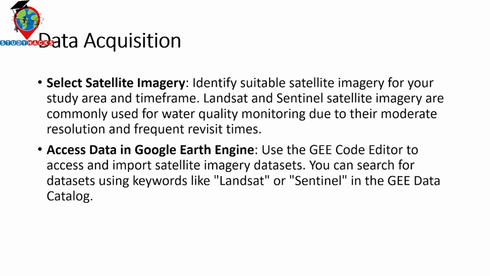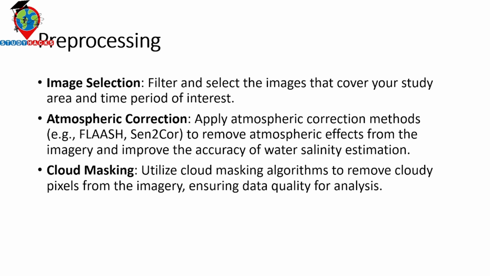We simply call our satellite imagery from the Google Earth Engine data catalog, and then we pre-process the data. Mainly, we filter and select the images that cover your study area and time period of interest. Then apply an atmospheric correction method to remove the atmospheric effect from the imagery and improve the accuracy of your water salinity estimation. We also remove unnecessary pixels such as cloud and haze, or apply cloud masking. Then we can get very clear satellite imagery. So this is our pre-processing step for removing cloud and haze.